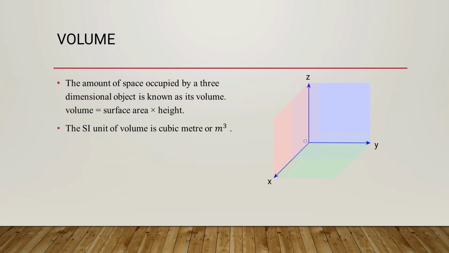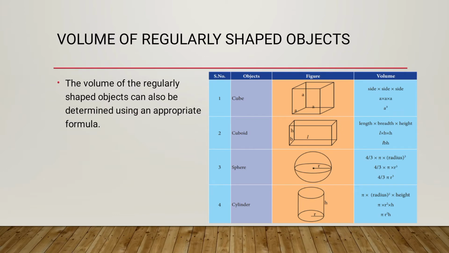The formula to find volume is surface area multiplied with height. And the SI unit of volume is cubic meter. Second one is volume of regularly shaped object. As we have seen in the previous video, the area of a regular shaped object can be easily calculated by using a formula. Likewise, the volume of a regular shaped object can also be calculated using a formula.